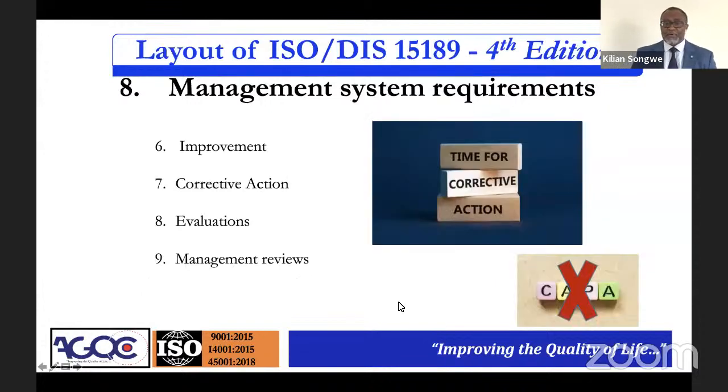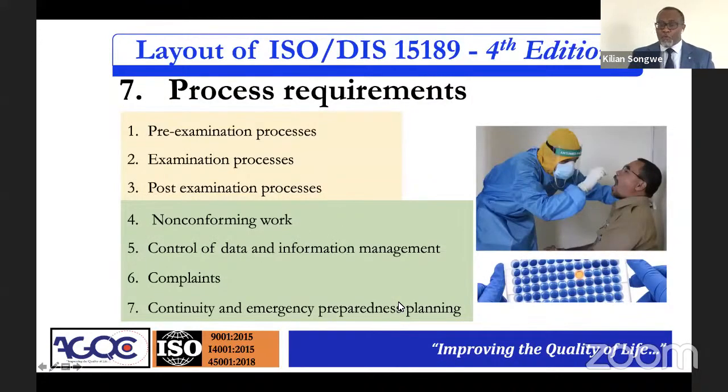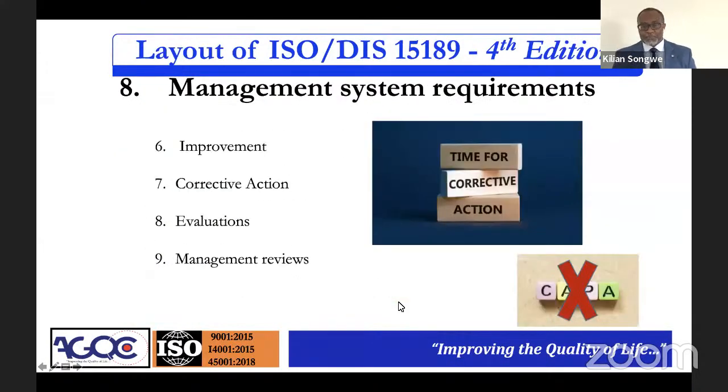And then the next part, it talks about improvement. This is the same improvement that is associated with continuity and emergency preparedness. How are you going to ensure the suitability of your management system under the current standard, ISO 15189? This is going to be the 4th edition. And then there is corrective action. Corrective action certainly comes from the fact that you had non-conforming work in process requirements. If you have non-conforming work in 7.4, then you are going to have corrective action.